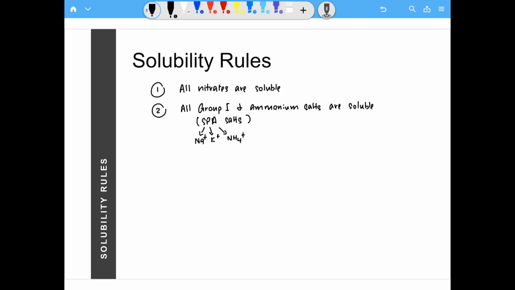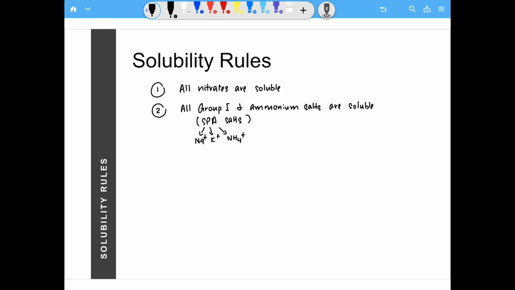Now before we go on to the other 3 rules, it's very important to bear in mind that the first 2 rules take priority over the rest. Meaning if you see a nitrate, you don't even have to consider anything else, it's definitely soluble in water. If you see a sodium something, you don't even have to consider anything else, it's definitely soluble in water.